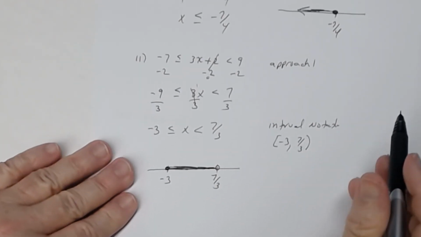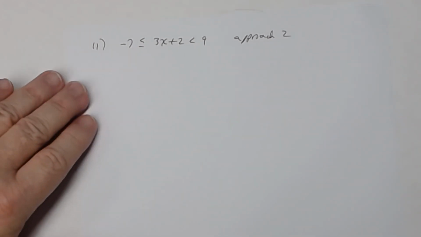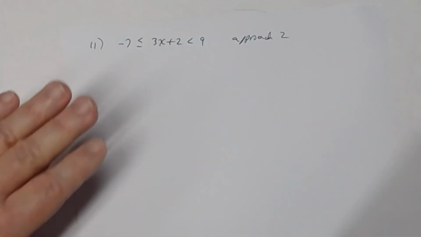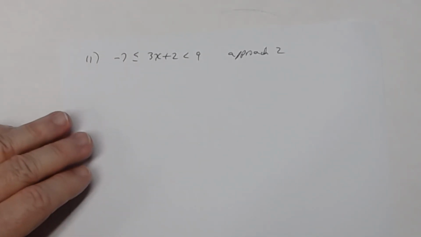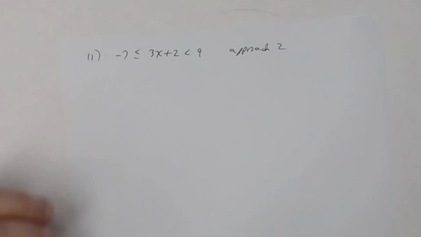So that was approach number 1. Some students prefer to use approach number 2. Now, when using approach number 2, you have to be a little bit careful. The students that use approach number 1 usually get all their points. Students that use approach number 2 usually don't get all their points because they're missing something. I'll tell you what they're missing when we get to that point.